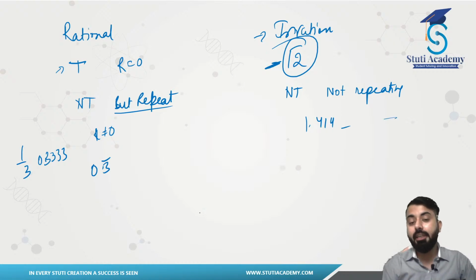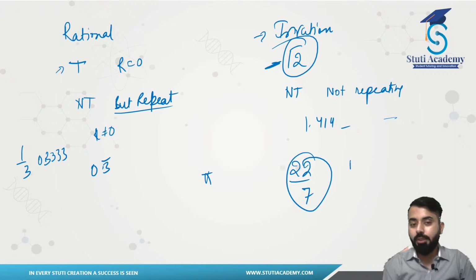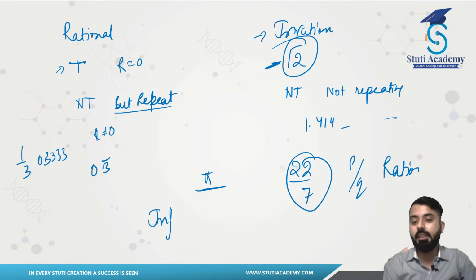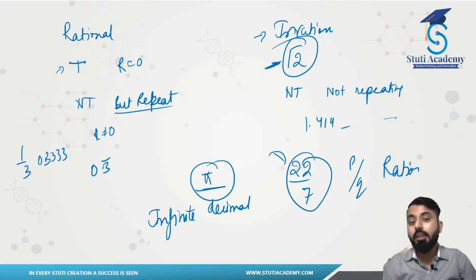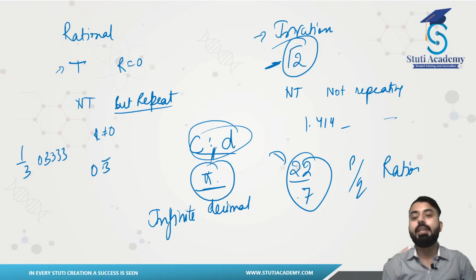And the important thing here is that pi, which we consider to be 22 by 7, this value is in the form of p by q, so it is rational, but pi itself is not rational because it is an infinite decimal. So pi itself is irrational, whereas this is rational, because pi is actually the ratio between the circumference and the diameter of the circle. So that's why it is infinite.